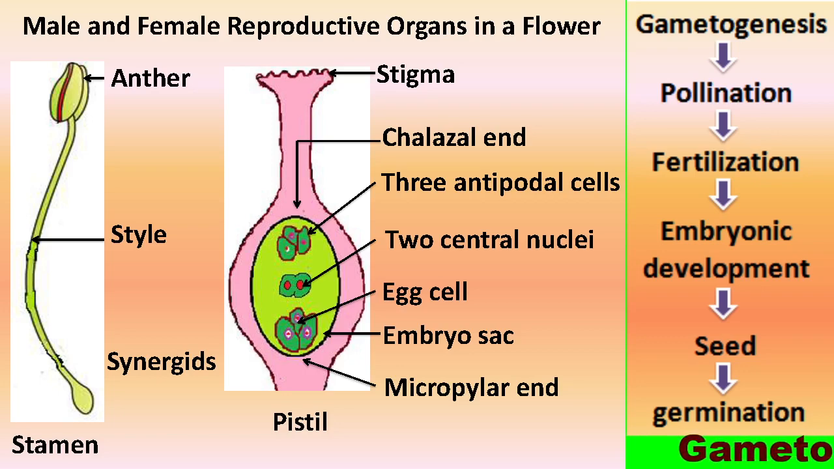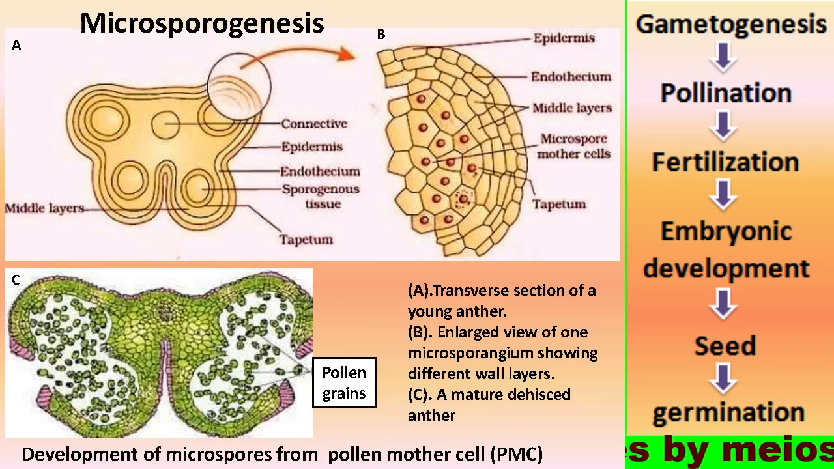So, there are two types of gametogenesis in flowering plants. One is known as microsporogenesis. Microsporogenesis means production of microspore, that is the production of what? Pollen grain. Pollen grain contains male gametes. Now, how is this pollen grain produced? What type of cells are responsible to produce pollen grain?